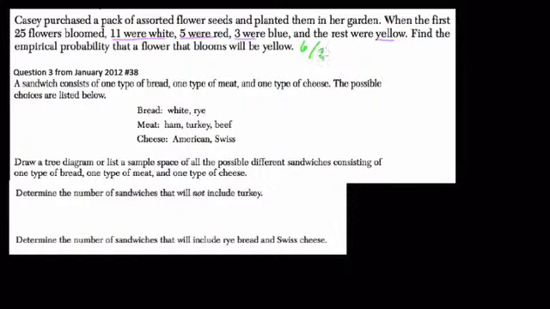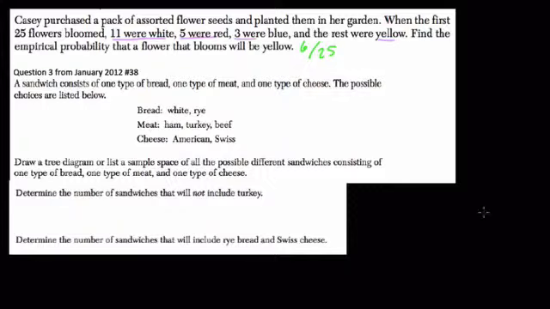6 out of the 25 flowers are yellow. So that means you have a 6 out of 25 empirical probability of picking yellow, 6 being the number of things you're looking for, and 25 always being the total number in the trial. That's all empirical probability really is.